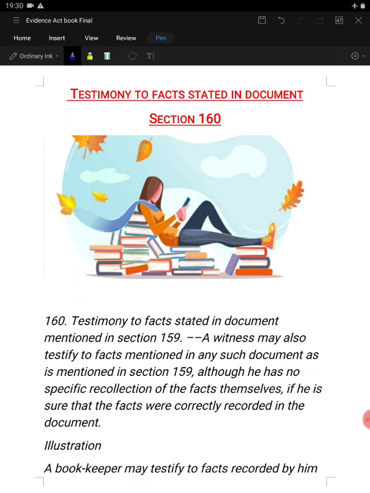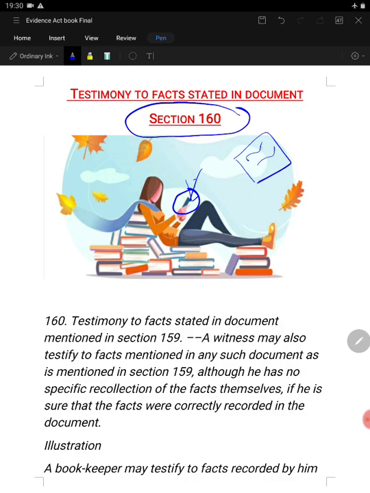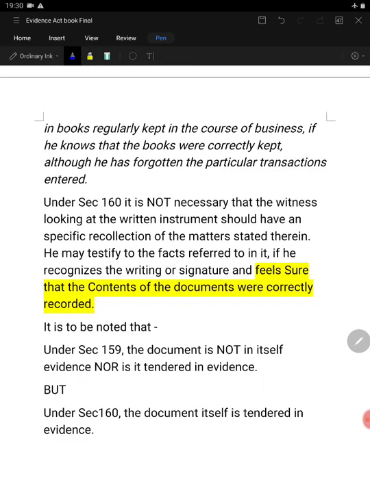Now what happens if the document itself is relevant? In that case section 160 applies, and in section 160 the witness may say that yes, this document I correctly identify and whatever is written in it is correct. So basically section 160 is not necessary. Under 160 it is not necessary that a witness looking at a written instrument should have a specific recollection of matters stated therein.